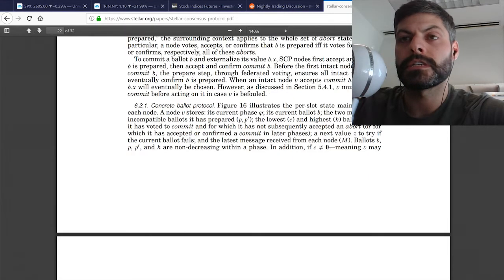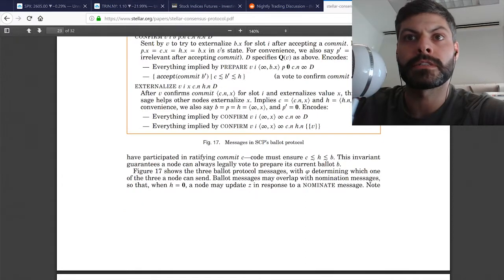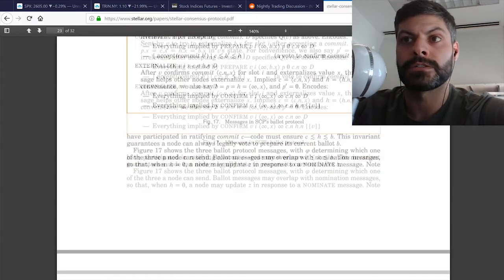In addition, if C is not equal to 0, meaning V may have participated in ratifying commit C, code must ensure C is less than and compatible with H, which is less than and compatible with B. This invariant guarantees a node can always legally vote to prepare its current ballot B. Figure 17 shows the three ballot protocol messages, with phi determining which one of the three a node can send. Ballot messages may overlap with nomination messages, so that, when H is equal to 0, a node may update Z in response to a nominate message.